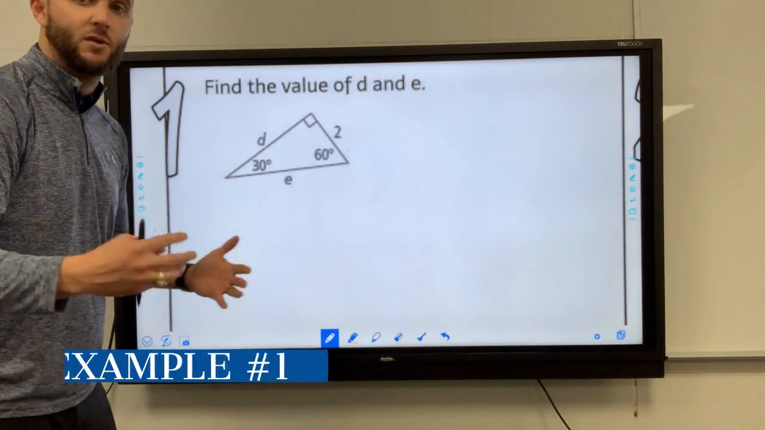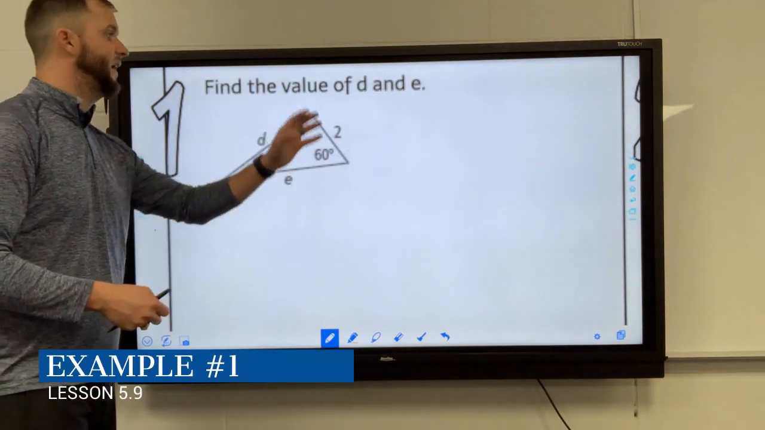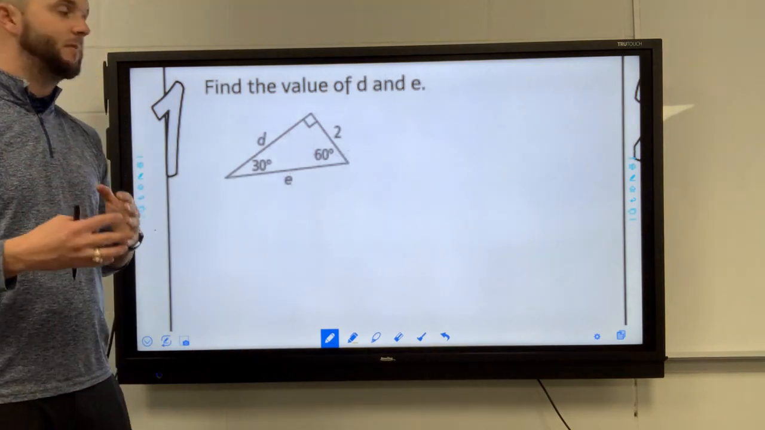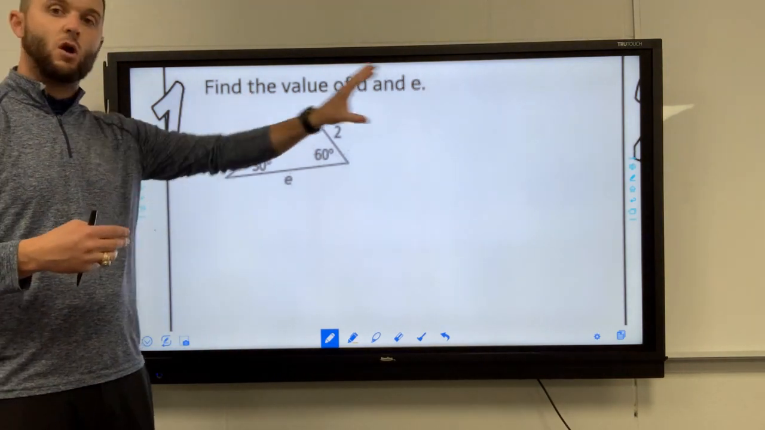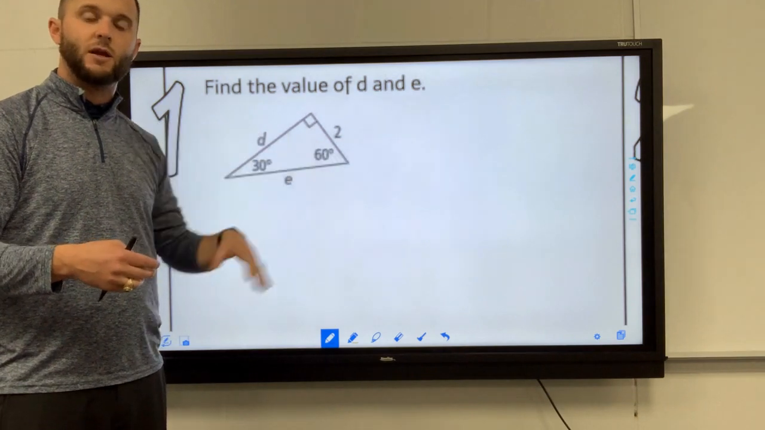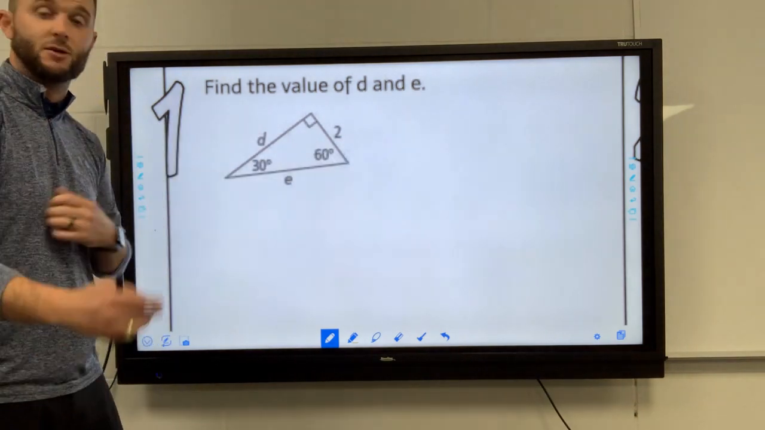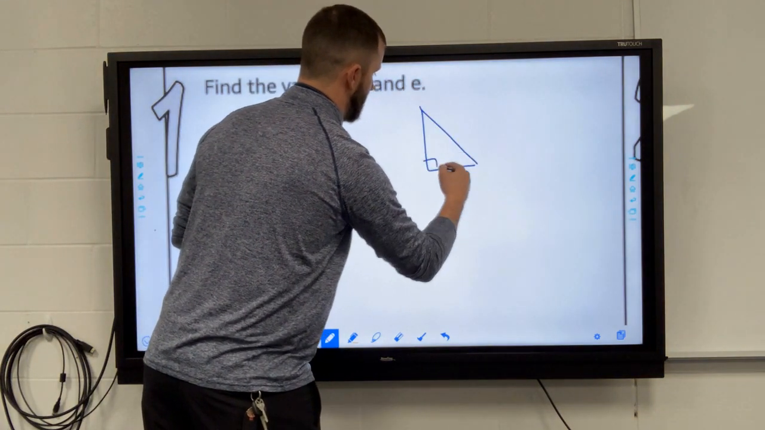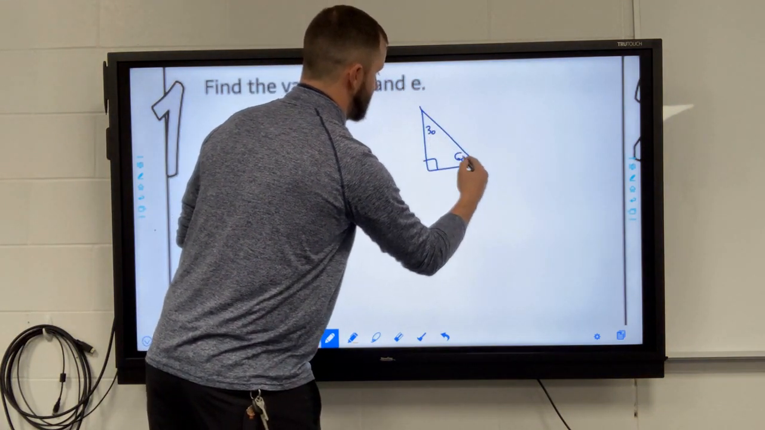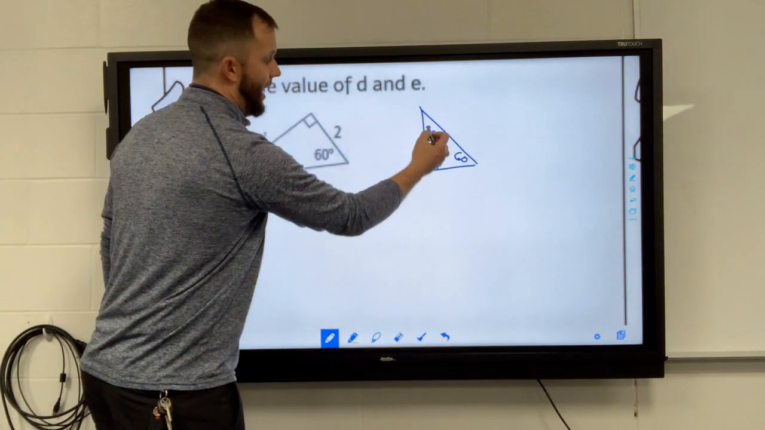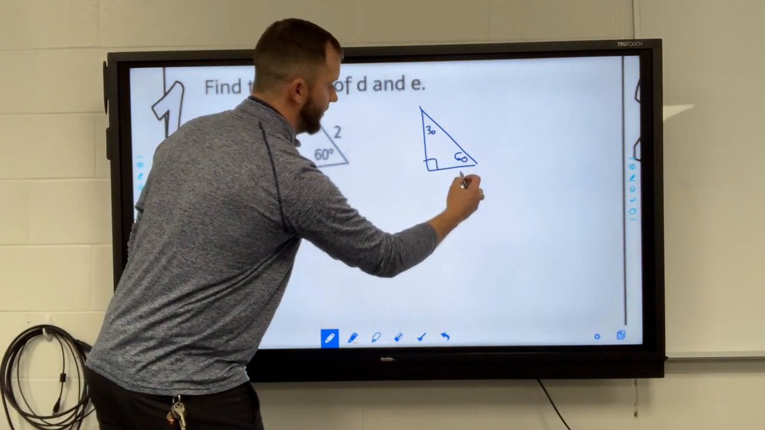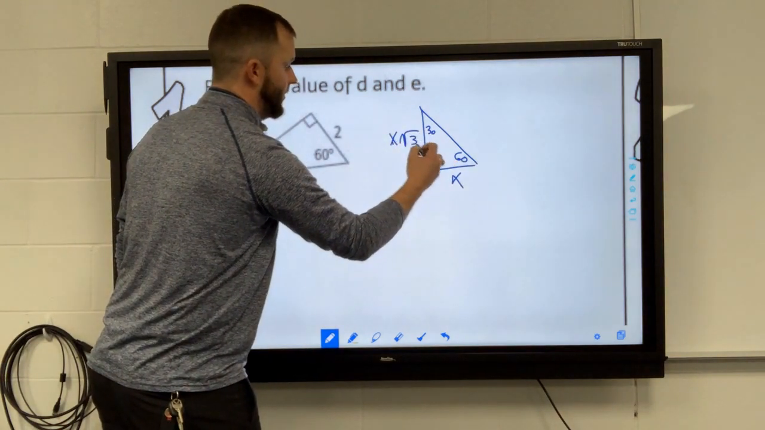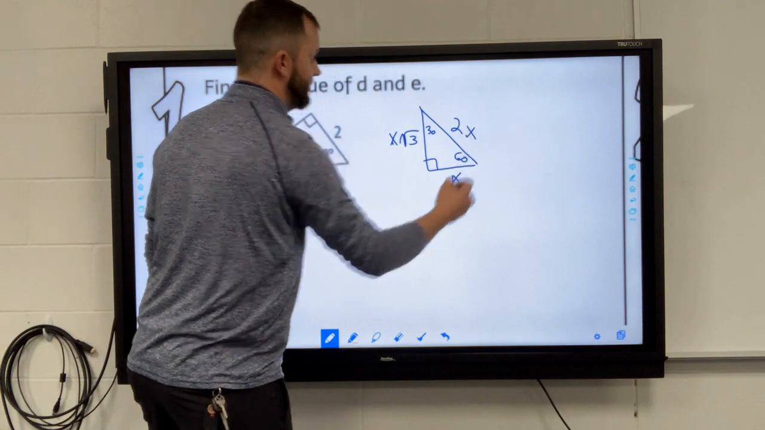On example number 1 here, it says we need to find the value of D and E. So we're finding both of these. The first thing I'm going to do is draw my 30-60-90 right triangle over here and make the template so we can see what's going on. This is your 30 degree, this is your 60 degree, this is your 90 degree. Remember, opposite the 30 is always X. Opposite the 60 is always X square root 3. Opposite the 90 is always 2X.